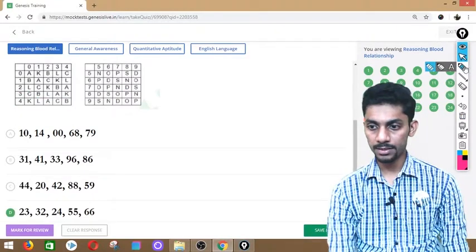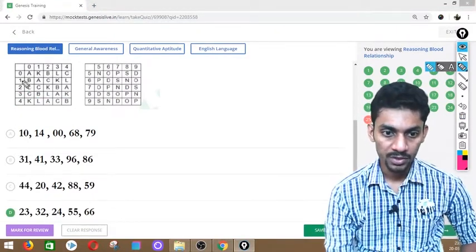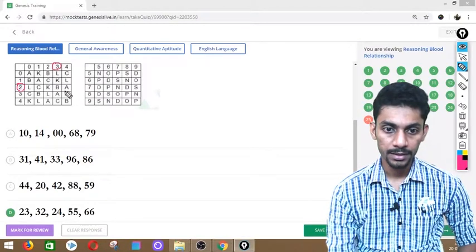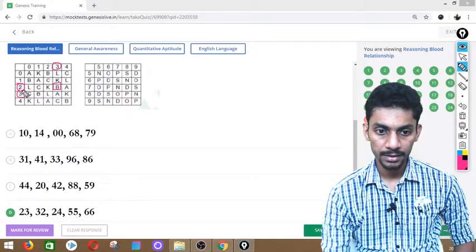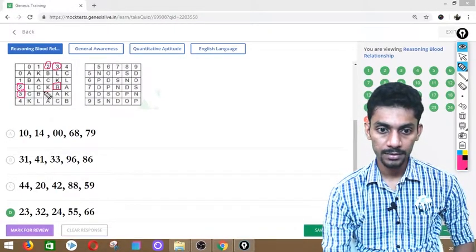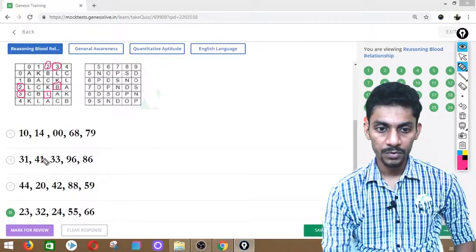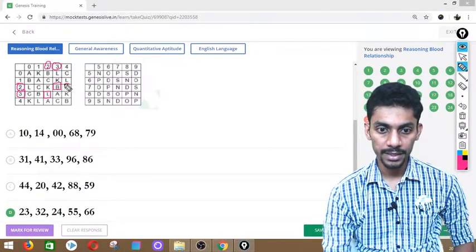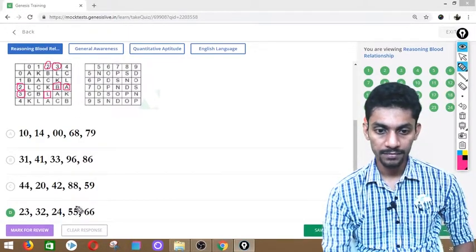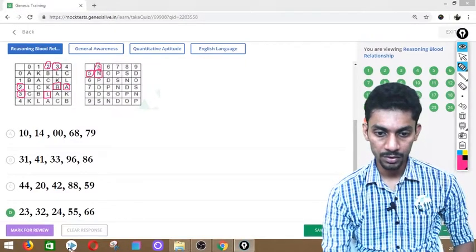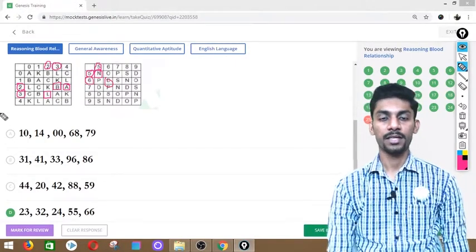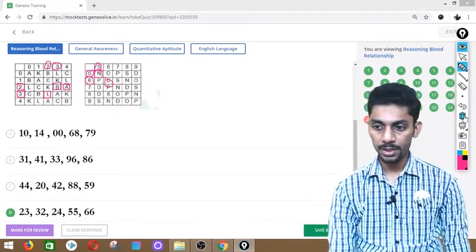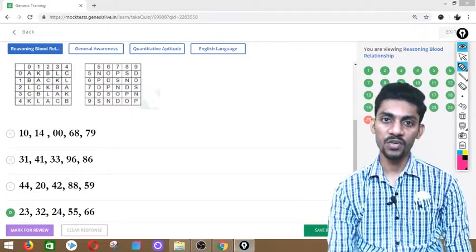If you want, let's just verify. 23, so 2 and 3, that is B. Next 32, 3 and 2, that is L. 2 and 4 that is A, correct. Next 55, 5 and 5 should be N, bland it is, so N. Last one should be D. 66 should be D. 66 is D. Okay, clear? So the answer is option D. Mark the option and go for next one.